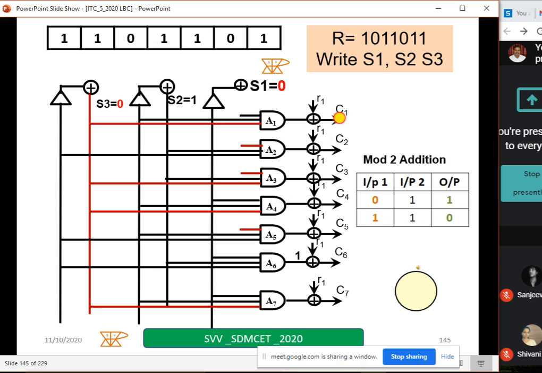C1 will remain the same, C2 will remain the same, because 0 with R2, 0 with R3 will be the same. Only one bit will change, because R1 with mod 2 addition with 1 will become R1 bar. So hence correction is done. This is a very important concept. Try to understand. I'll give you 2 minutes.